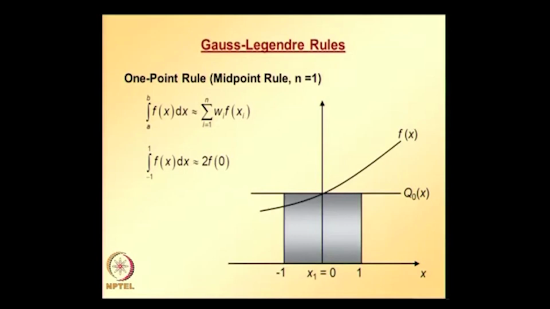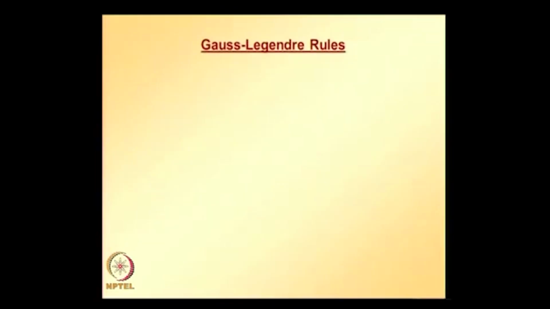So now let us look at how this 2 is obtained, how 0 is obtained for the location, and how 2 is obtained for the weight. We will understand it better when we look at the 3 point rule. Now let us look at the 2 point rule, that is n is equal to 2. Again the integral of f(x) from minus 1 to 1 dx is approximated as W1 times the function evaluated at x1 plus W2 times the function evaluated at x2.